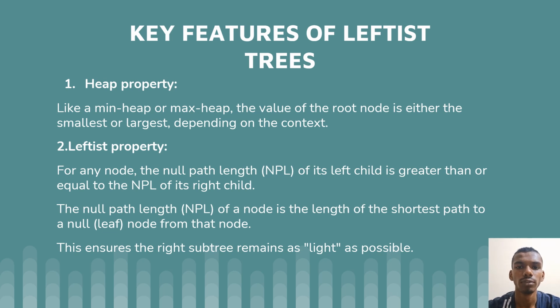Key features of leftist trees. Number 1 is heap property. Like a minimum heap or maximum heap, the value of the root node is either the smallest or largest depending on the context. Leftist property. For any node, the null path length of its left child is greater than or equal to the null path length of its right child. The null path length (NPL) of a node is the length of the shortest path to a null leaf node from that node. This ensures the right subtree remains as light as possible.